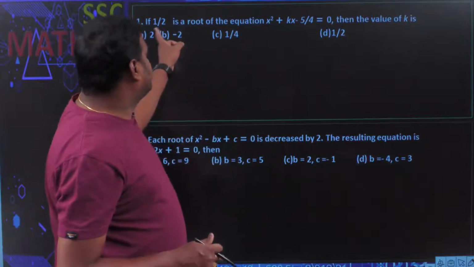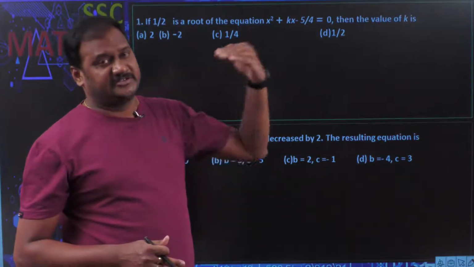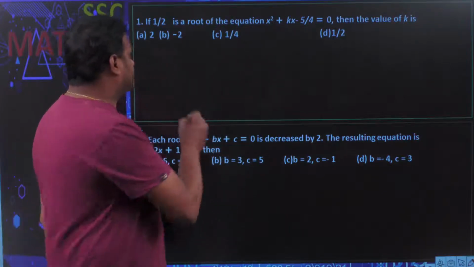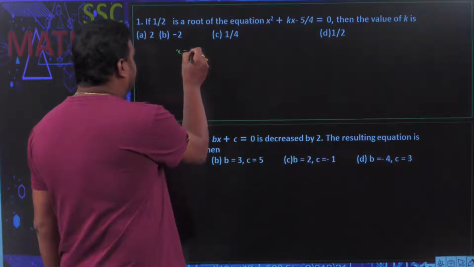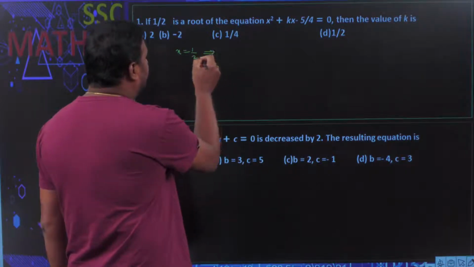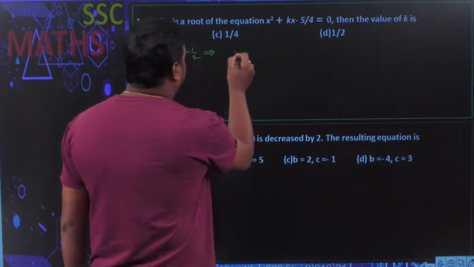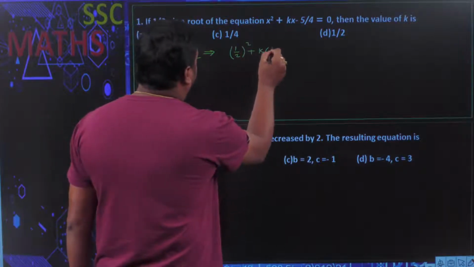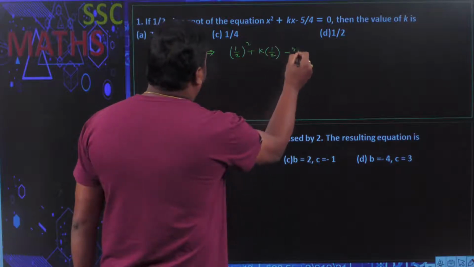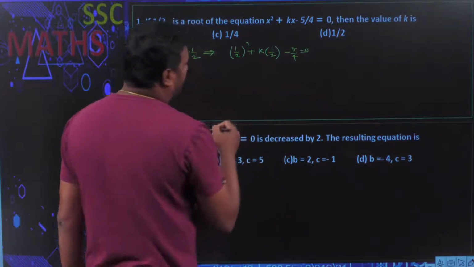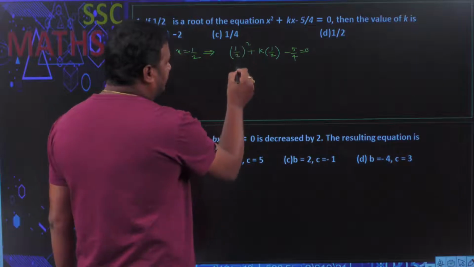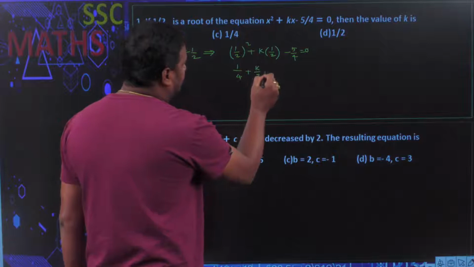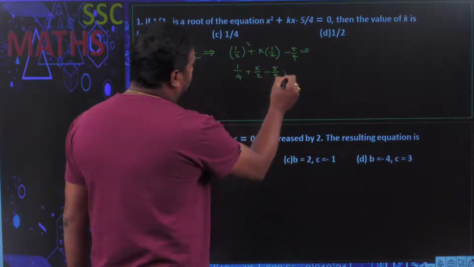Since it is given that 1 by 2 is a root, x is equal to 1 by 2. Root means that is the value of x which satisfies the given equation. So when you substitute 1 by 2 in the place of x: x square is 1 by 2 whole square, plus kx, k into 1 by 2, minus 5 divided by 4 is equal to 0. 1 by 2 whole square is 1 square which is 1, 2 square is 4, so 1 by 4, plus k into 1 by 2 is k by 2, minus 5 by 4 is equal to 0.